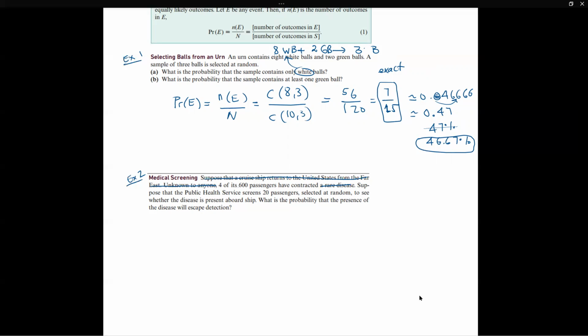Suppose that the Public Health Service screens 20 passengers selected at random to see whether the disease is present aboard ship. What is the probability that the presence of disease will escape detection?